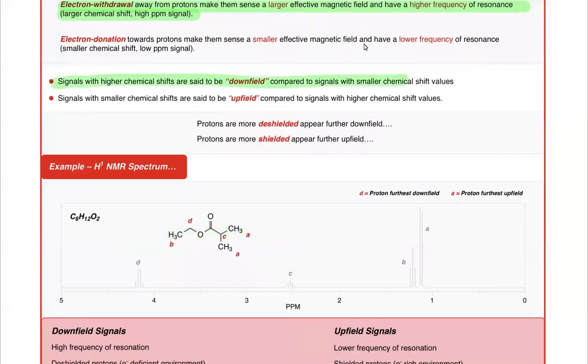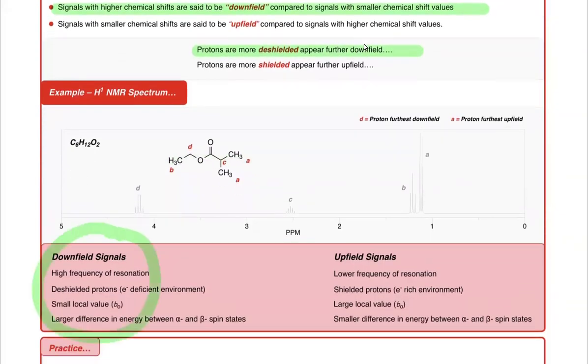Signals shifting further to the left are said to be more downfield. In other words, they are more deshielded. Kind of have a summary of that right here. Those signals shifting further to the left are said to be more downfield. They have a higher frequency of resonation. They're more deshielded. That means that there's a small local magnetic presence, and there would be a larger difference between alpha and beta spin state energy.